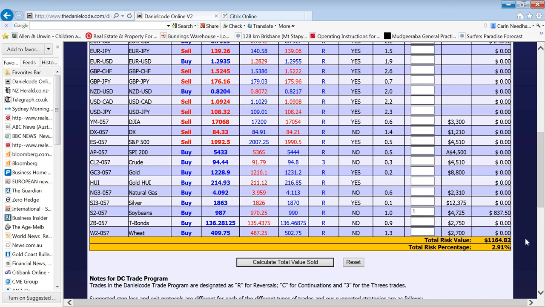And if they were all elected, which is very unlikely because a little bit less than 50% of them are normally elected, your total risk would be $1,164. So that's all there.